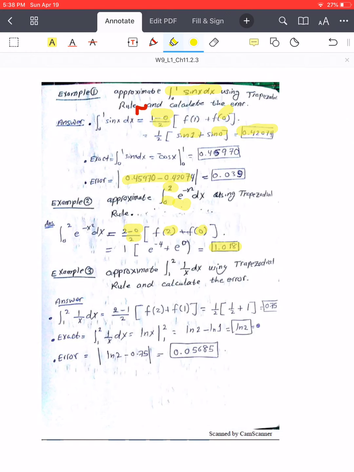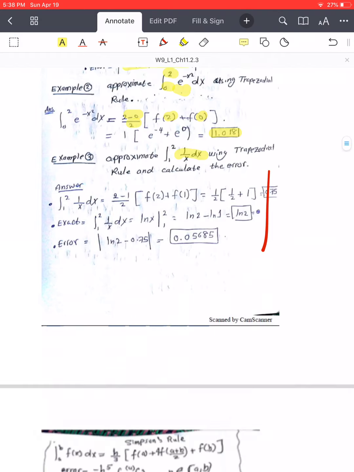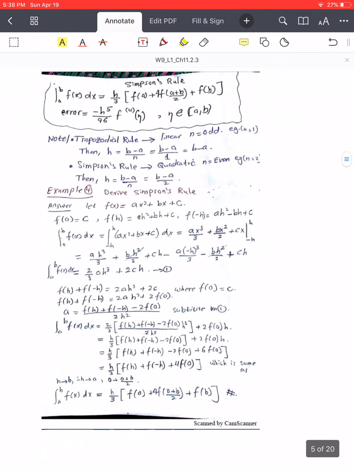Okay, so now continue if you want to do this example. Another example, I leave it for you, you can do it. Okay, so in that case, we want to go to the next page now. Okay, here we are, next page.